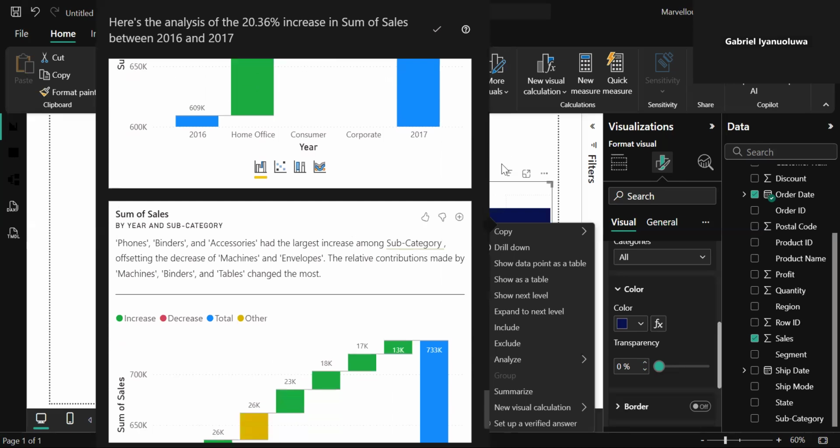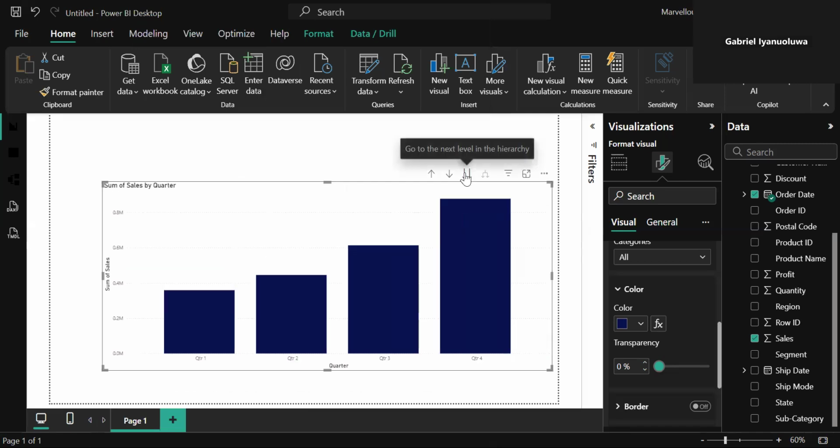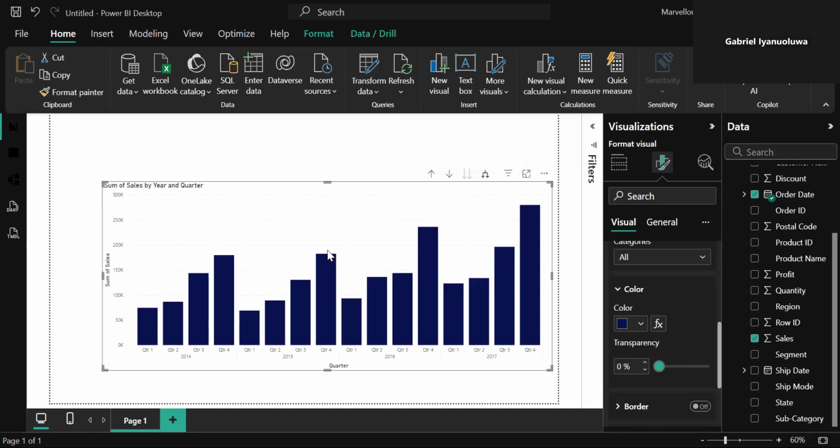So now there is a way you can do this. By the time you go to the next level of hierarchy, before then, you can just break it down to different quarters. By clicking this expand all down one level of hierarchy, just click on this, you expand it to different quarters, and what we have done for each of the quarters.